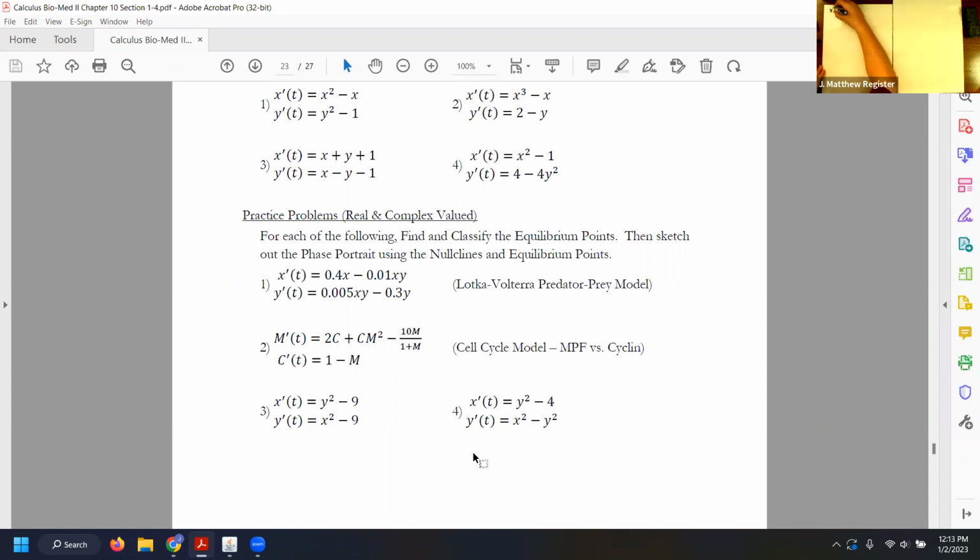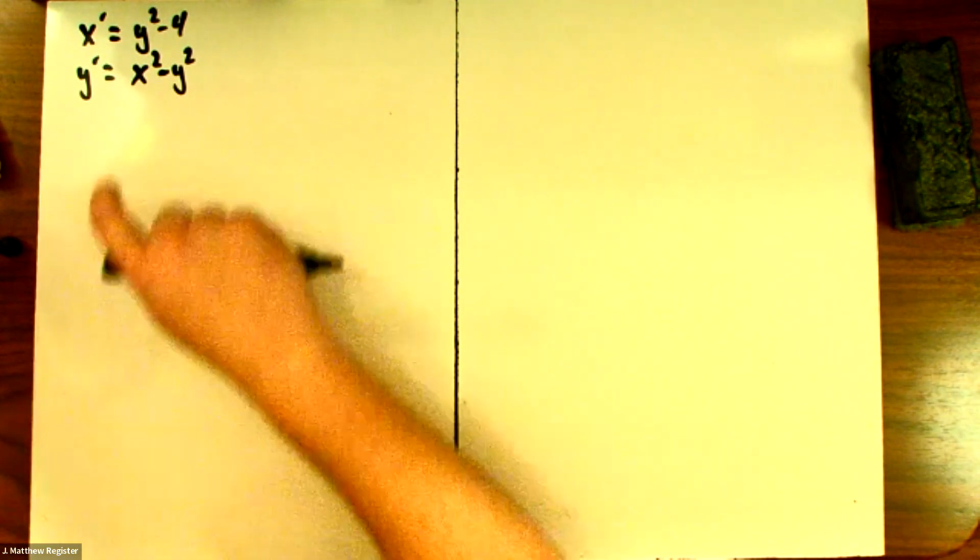And so x prime is equal to y squared minus 4, and y prime is equal to x squared minus y squared. Let's see if we can do this one. I think this might be the last computational problem we'll do today. Then we'll just be exploring a few models. All right, and so y squared minus 4 and x squared minus y squared.